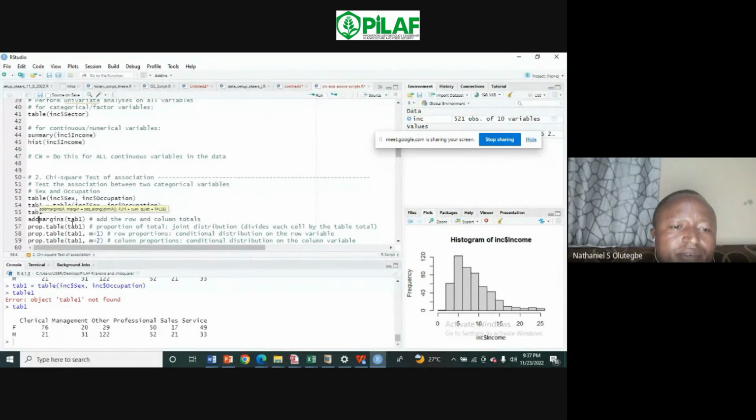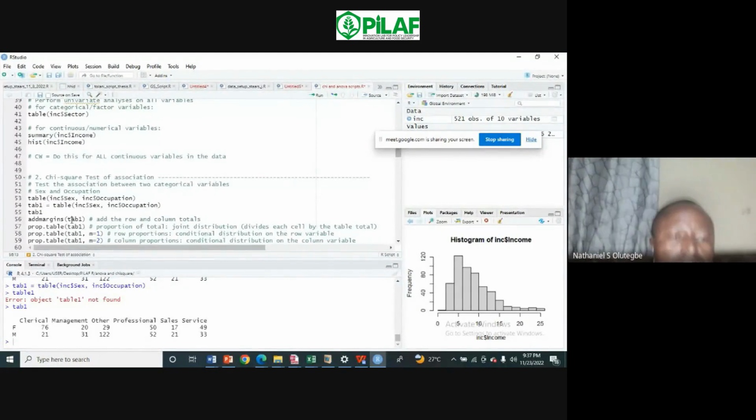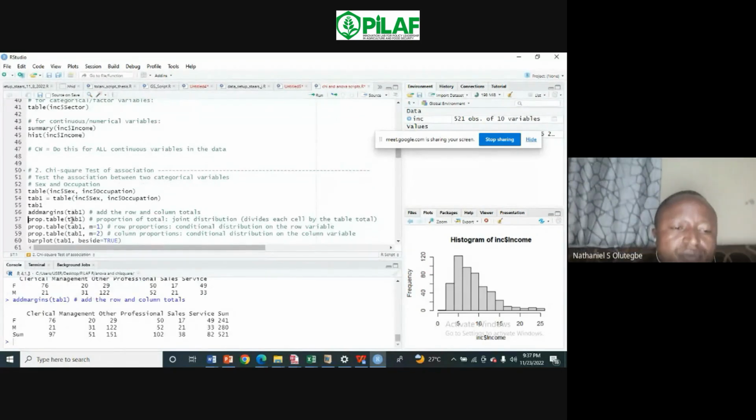Now, you can also add the margins, along the columns and across the rows, and that is what this command is going to do. For those of us used to manual computation of contingency tables, this is exactly what is done. What we have here is the total of all the respondents, all the cases in the data set. So whether vertically or horizontally, everything must be equal to 521.